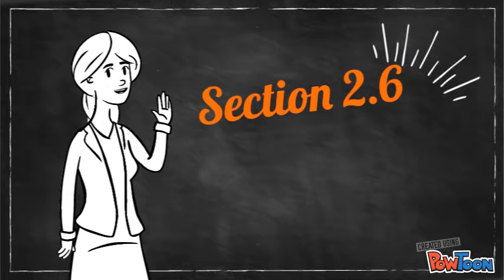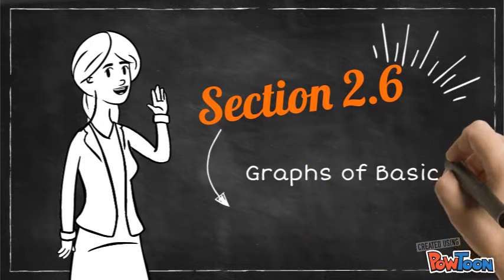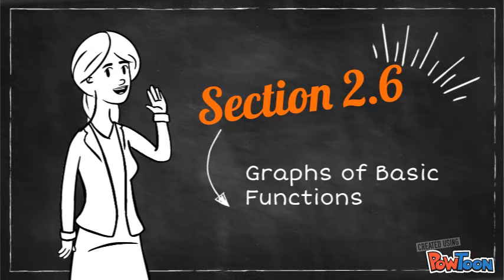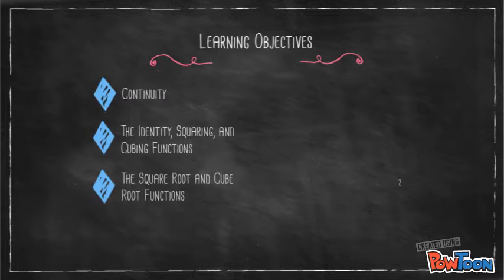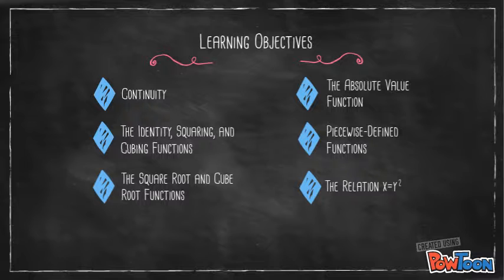So today we'll be talking about section 2.6, which is graphs of basic functions. In this section, we will be covering the following learning objectives: continuity, the identity, squaring, and cubing functions, the square root and cube root functions, the absolute value function, the piecewise defined function, and the relation x equals y squared.